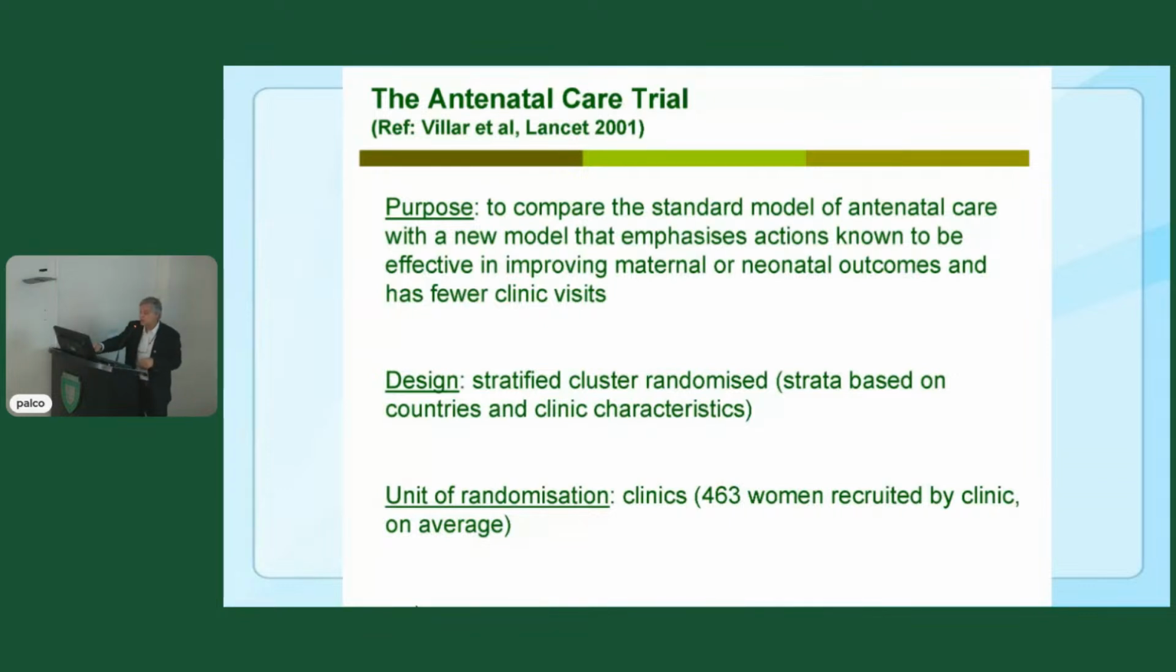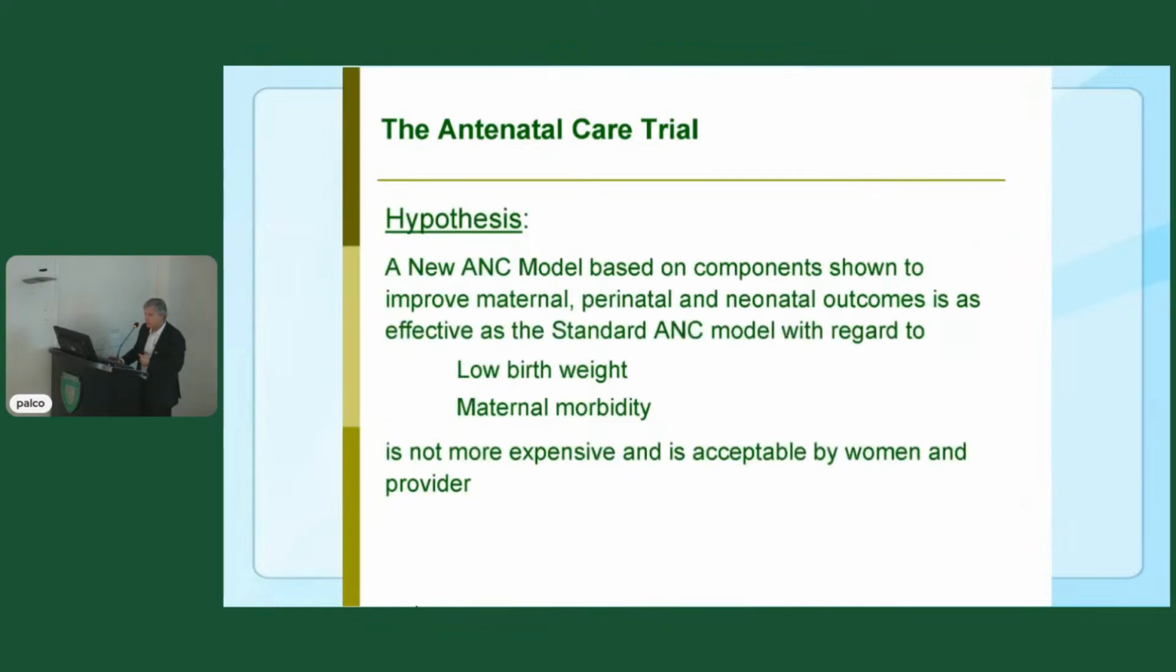Unit of randomization is clinics, 463 women recruited by clinic on average. So there are many clinics, on average about 463. If I divide all the study participants by the number of clinics, that's 463 women recruited.